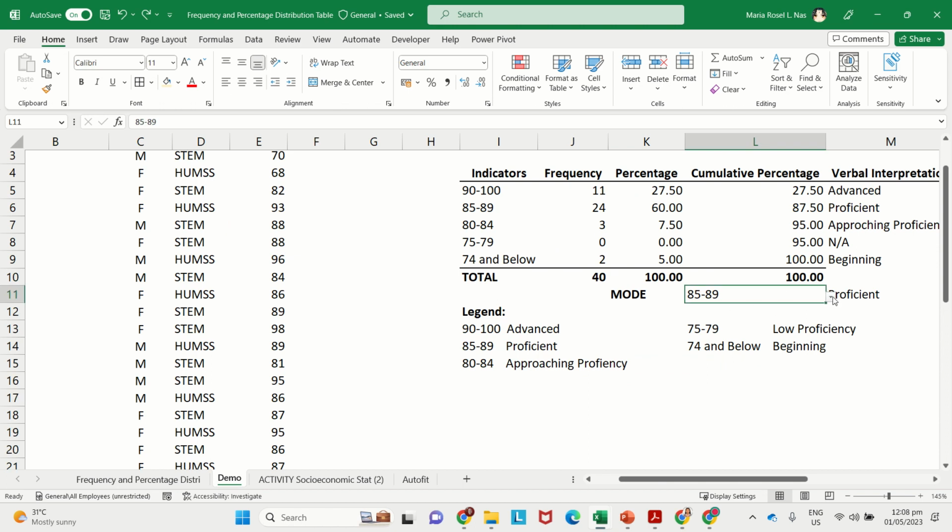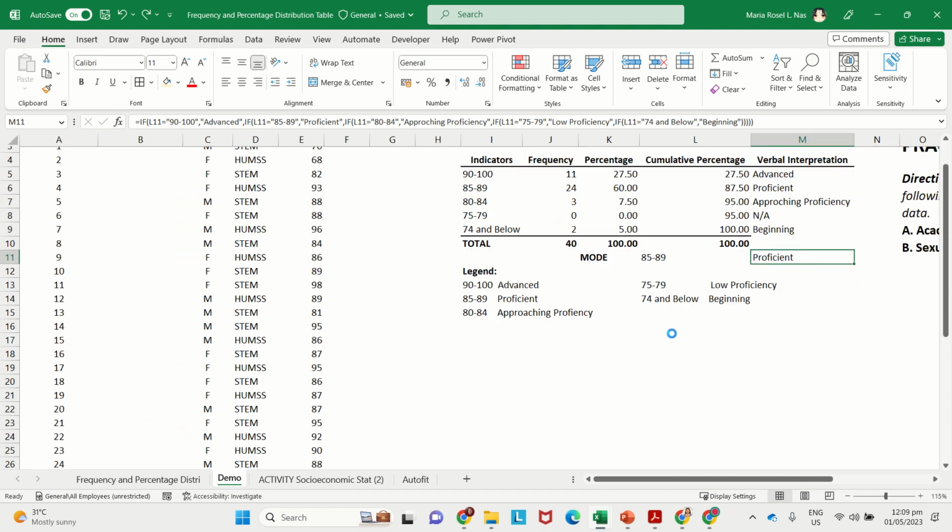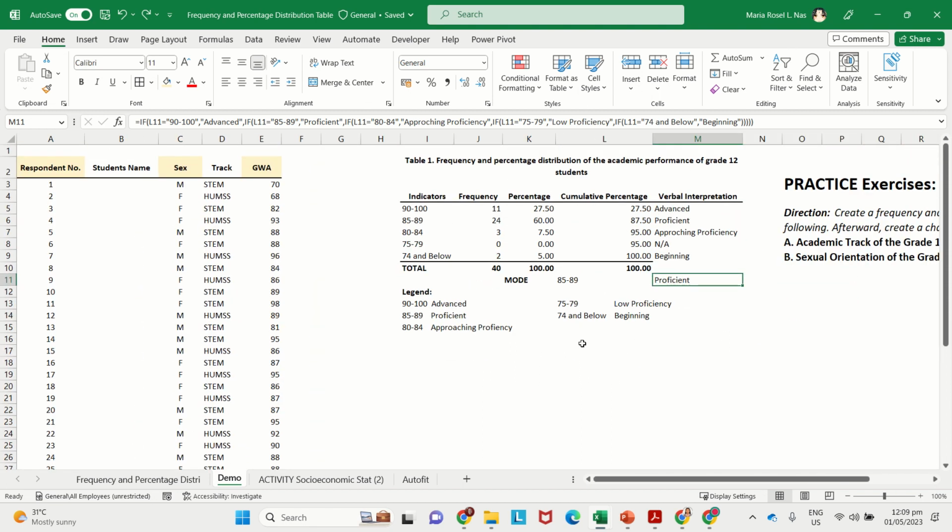So here, for the mode, you just need to select the interval, the indicator which has the most number of frequencies or responses. For example here, 85 to 89 is our mode because it has the highest frequency compared to the other grade intervals. And the corresponding verbal interpretation for 85 to 89 is proficient. That is for the frequency distribution table.